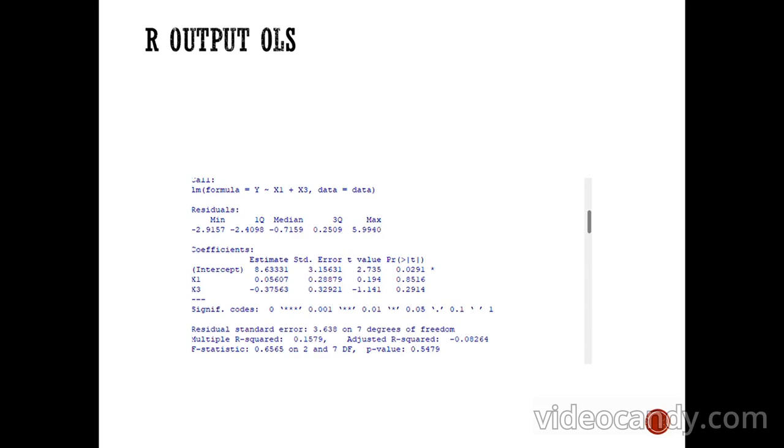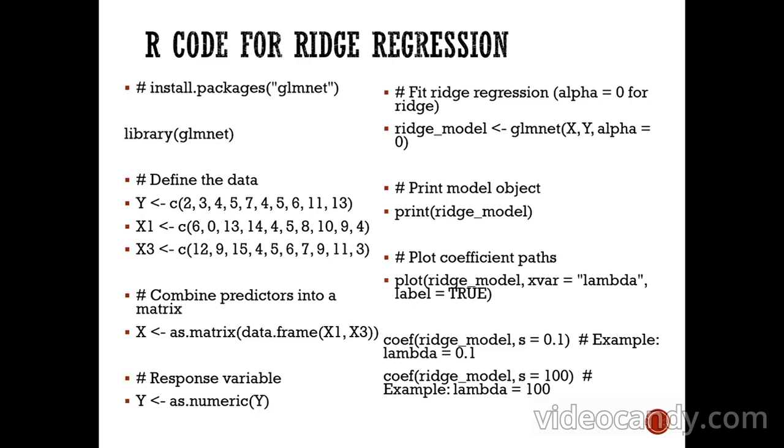Now let's look at ridge regression. R code for ridge regression. For ridge regression, you have to install a package called glmnet. If you have not installed it in R, you call glmnet, and we combine into a matrix, we define our response variable, then our alpha is equal to 0, because if you are doing ridge regression, alpha equals 0. Then we use our glmnet function and get the result. Then we also plot, and that's what we have.